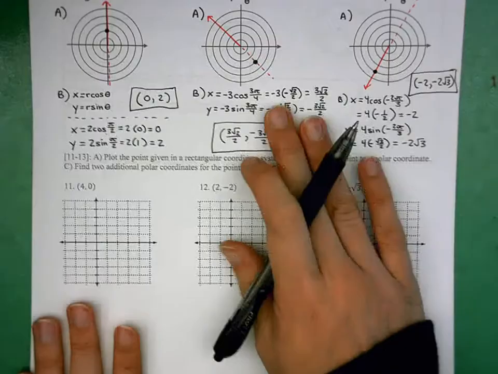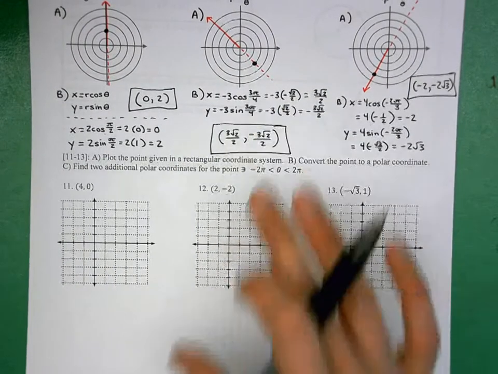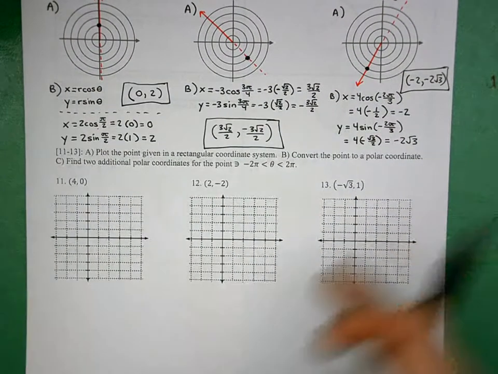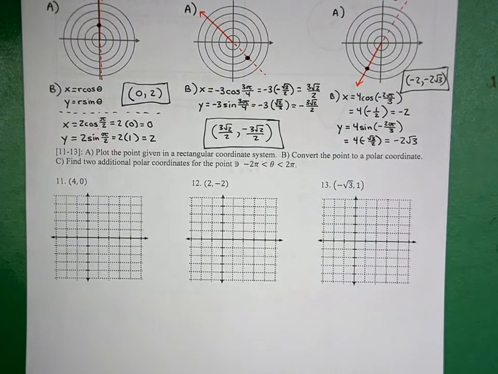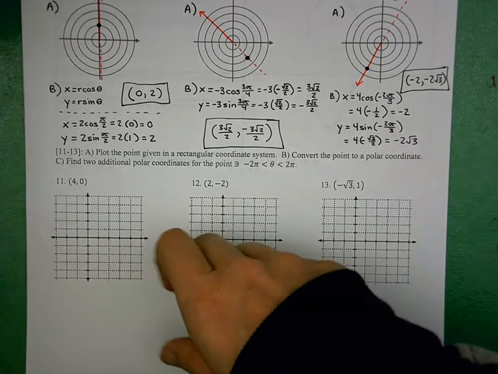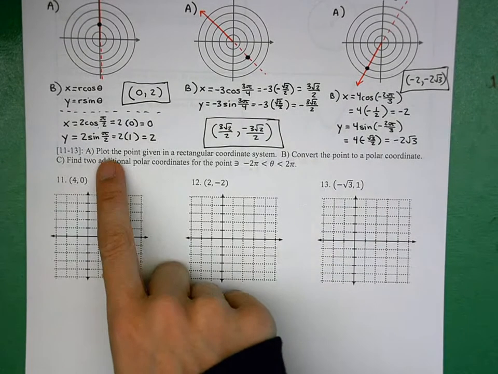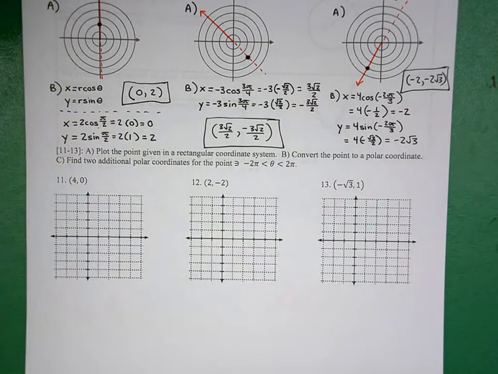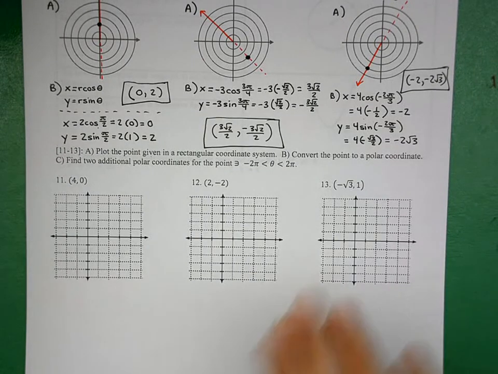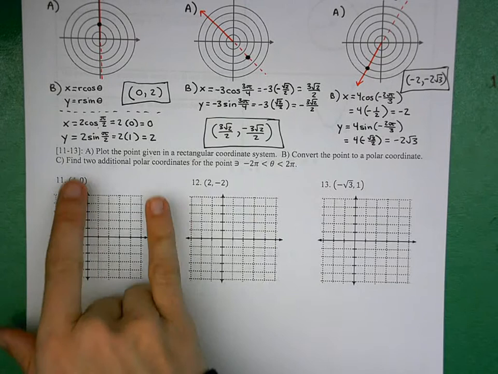But the last bit here of objective 1 is taking rectangular and converting them into polar coordinates. And so we're going to be doing three things here for each of our problems. We're going to start by plotting the point given in the rectangular coordinate system, just so we have a vision of kind of what we're looking at here. We're then going to convert to polar, and then we also are going to practice identifying some other names here.